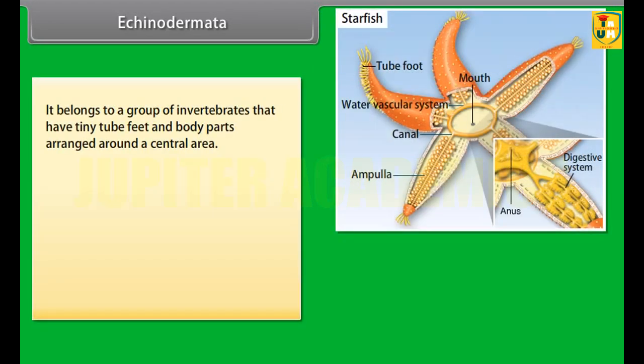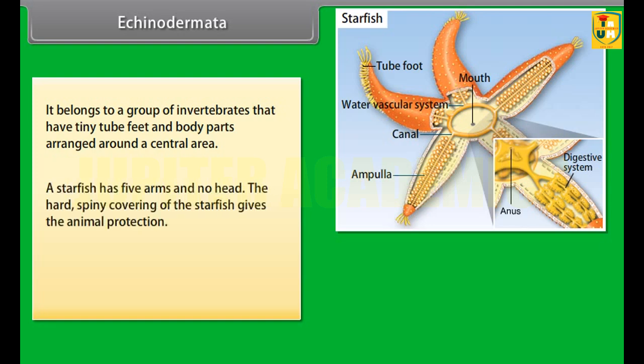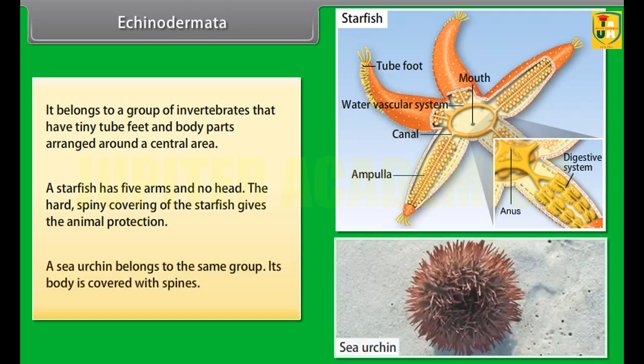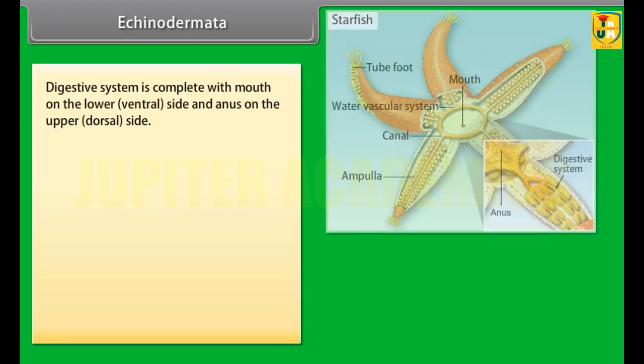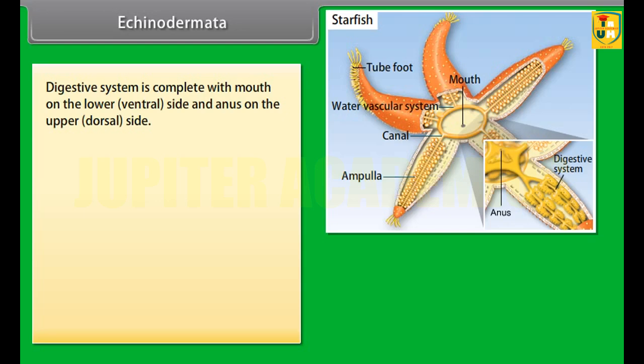They belong to a group of invertebrates that have tiny tube feet and body parts arranged around a central area. A starfish has 5 arms and no head. The hard spiny covering of the starfish gives the animal protection. A sea urchin belongs to the same group. Its body is covered with spines. Digestive system is complete with mouth on the lower ventral side and anus on the upper dorsal side.